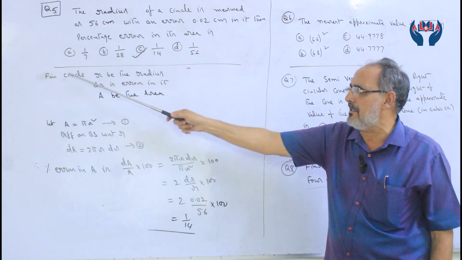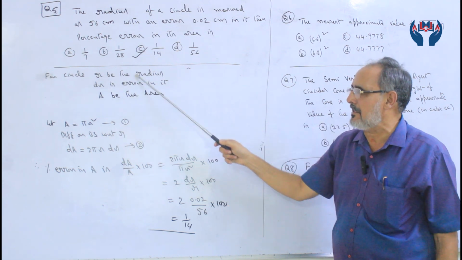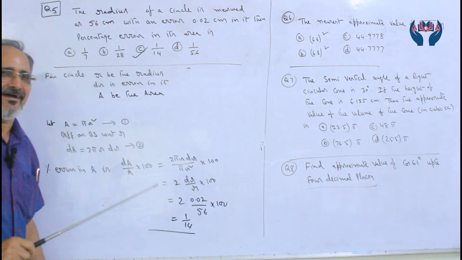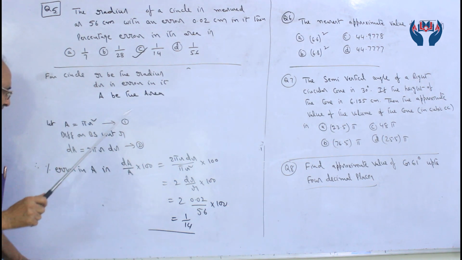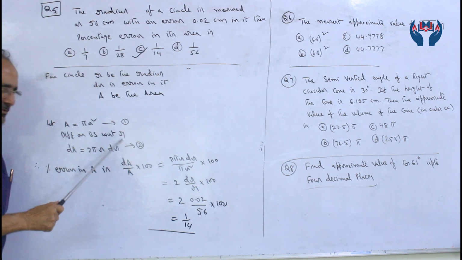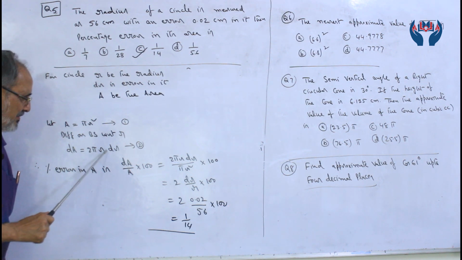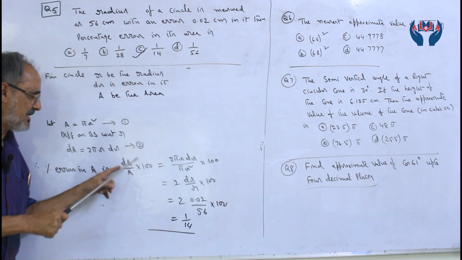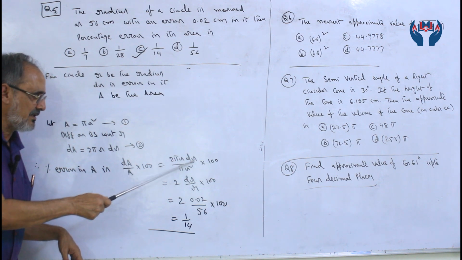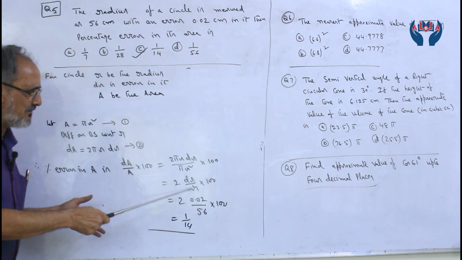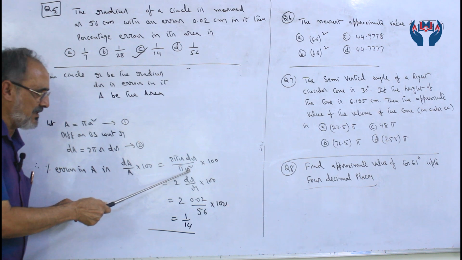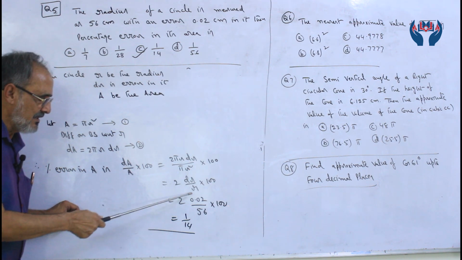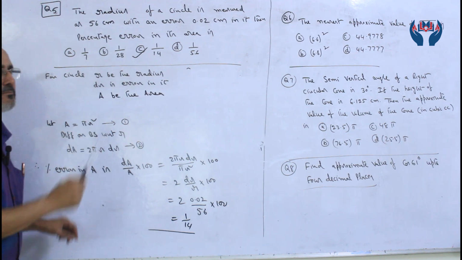Because the given design is related to a circle, r is the radius, dr is the error in radius, A is the area. A equal to pi r square, differentiate on both sides, dA equal to 2 pi r dr is coming. So substitute, our percentage error is nothing but what? dA by A into 100 is 2 pi r dr by pi r square into 100. Simplify that one, pi cancels, denominator and numerator cancel, we are going to get 2 dr by r into 100. Simplified answer is 1 by 14, option C is coming.